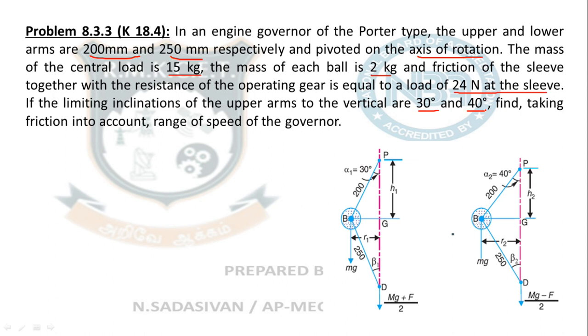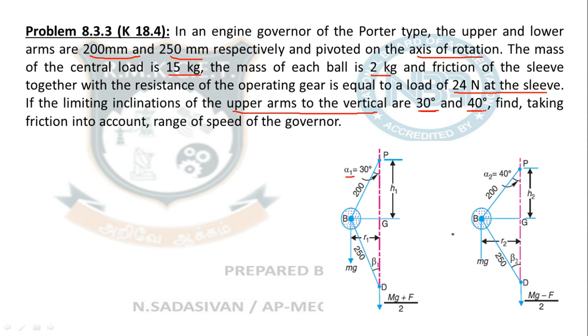So what does this tell you? At the lower RPM, the upper arm angle is alpha. Always remember, beta is down, alpha is up in any governor. In all the governors you are going to see after this also, alpha is in the upper arm, beta is in the lower arm. No change in that. So what does the question tell you? Limiting inclinations of the upper arm to the vertical, so 30 degree and 40 degree.